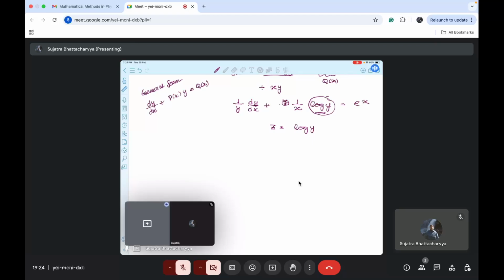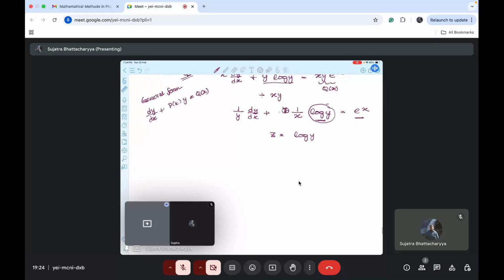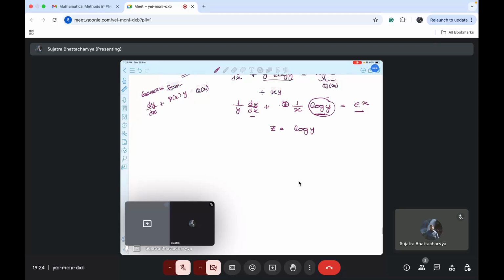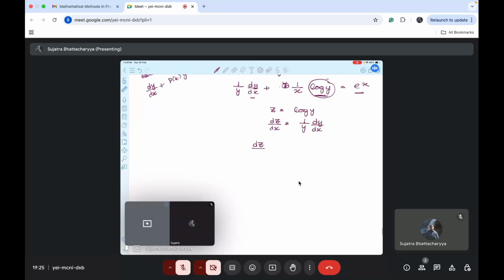So on the right hand side we have already got some q of x, right? But on the left hand side you don't have only dy dx. Also you have a log of y. You need some kind of a variable, correct? So I do this, take z as log of y, and dz dx. What you will get? It will be 1 by y dy dx. Now we can convert it into known form. So dz dx plus 1 by x times z, this becomes e to the power x.